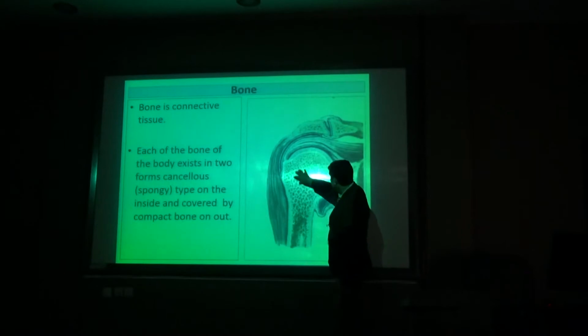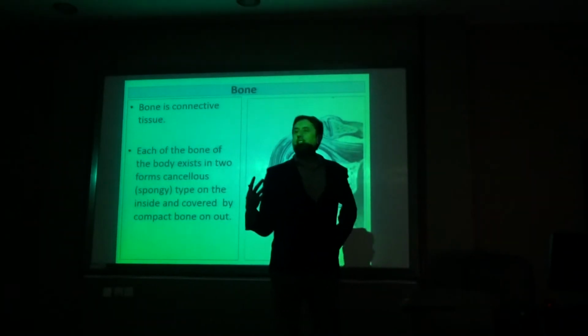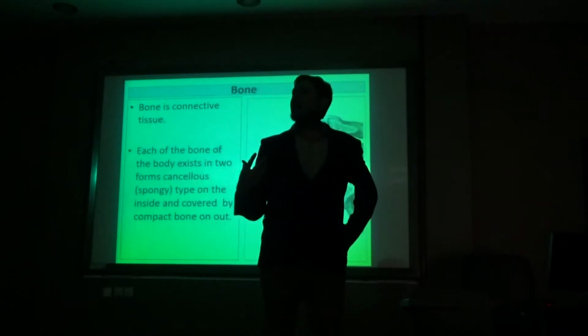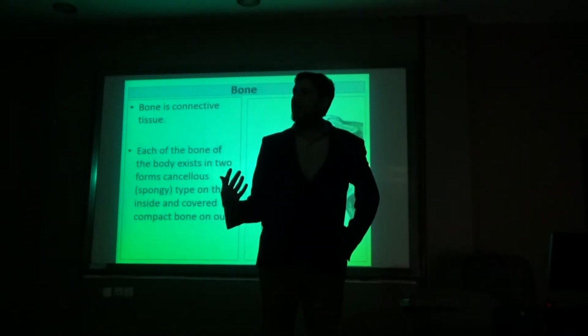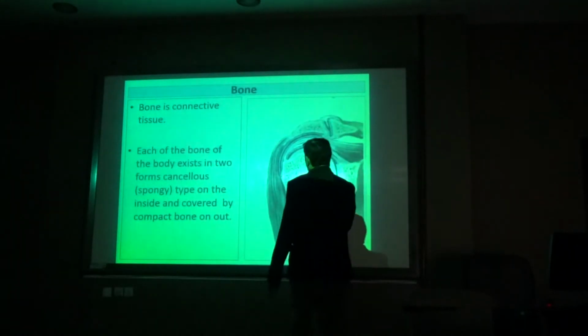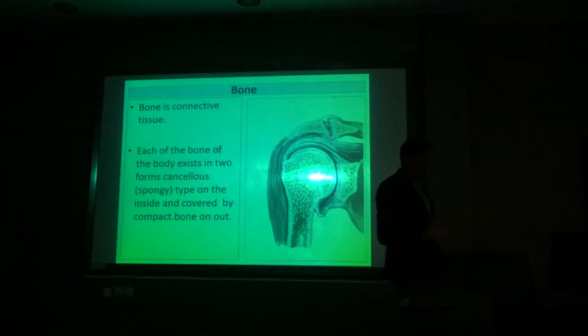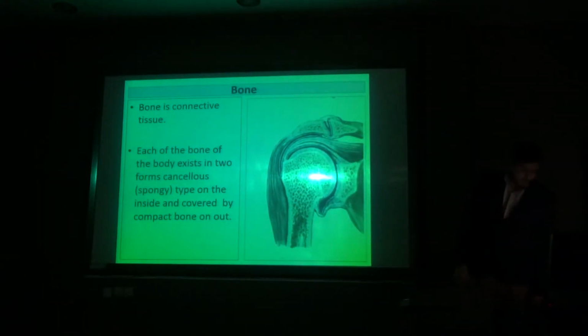And here is spongy. So every bone, on the basis of structure, you can classify as compact or spongy, which is also called cancellous. Spongy means also cancellous. Is it clear now? We have discussed the classification. Now come to another point.